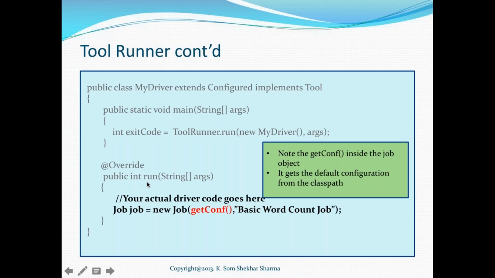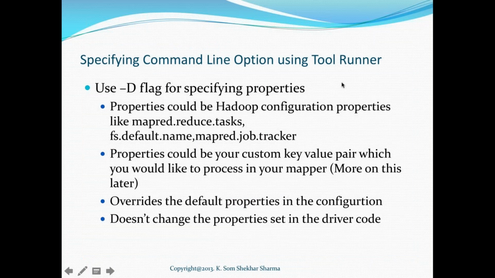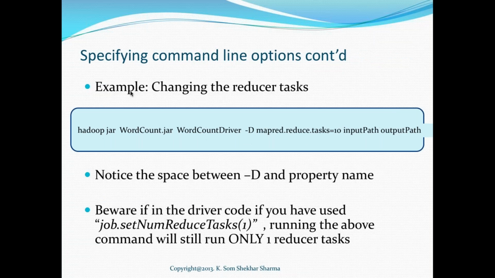It will look like this. You will have a run method, where your actual job code will go, and the main method just needs to call ToolRunner.run with new, your driver class name, and args. Then how will you provide properties? Using -D. -D is a way to provide the properties via the command line.